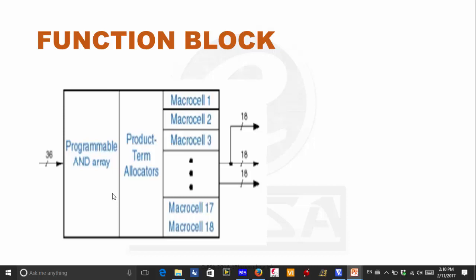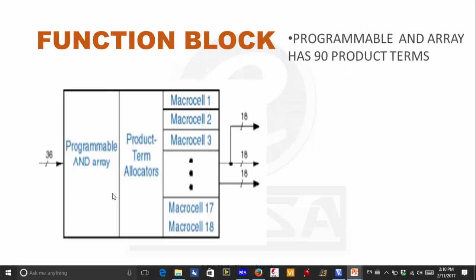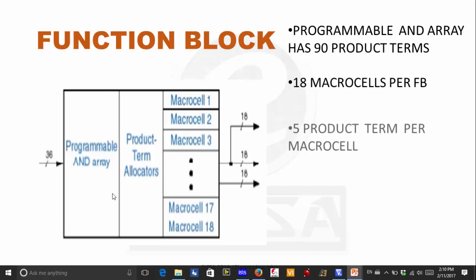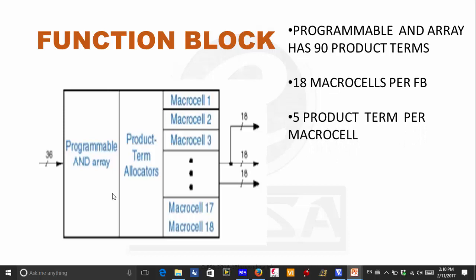It is very clear that XC9500 has 5 AND terms per macrocell. So still it can produce large sums of products. In the programmable AND array, there are a total of 90 product terms. How 90? Each function block has 18 macrocells and each macrocell contains 5 product terms. So total 18 into 5, that is 90 product terms.